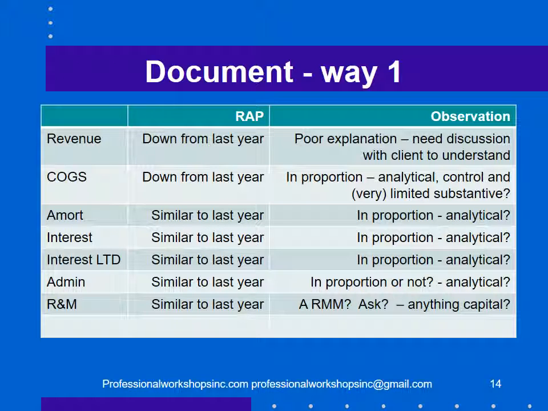Suddenly we've got a $300,000 increase. That's borderline material. Has the client accidentally expensed something that should be capitalized? Don't know. I think we've identified a risk of material misstatement, and we kind of missed it. We called it similar to last year.